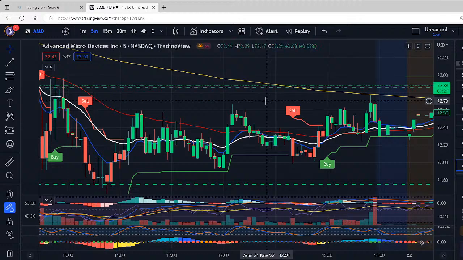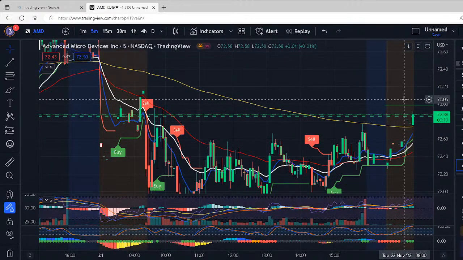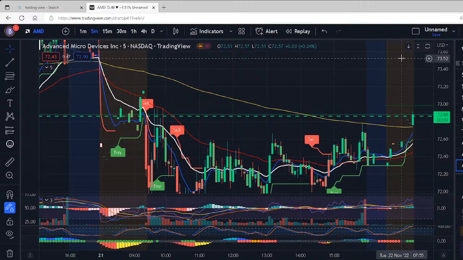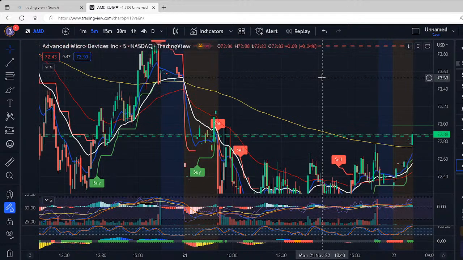What I'm going to be looking for on AMD today is to make the 200 support for the next leg up. If it makes the 200 support, as you can see, it's trying to make it support in pre-market. There's a gap to fill all the way right at 73.52. So I want to see it make previous day high support and then fill that gap. Now, once it fills that gap, I will be looking for the reversal.